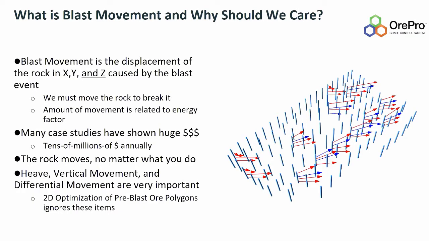So just for starters, what is blast movement? Why do we really even care about it? Blast movement is the movement of the rock caused by the fracturing of the rock. So if you can find energy in a rock mass and detonate it, you're going to move it. It's going to move sometimes a little bit, sometimes a whole lot. It tends to move differentially, and you can see that in this image here.